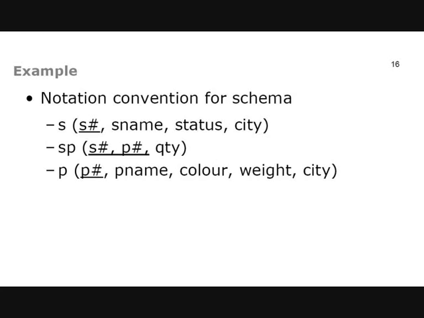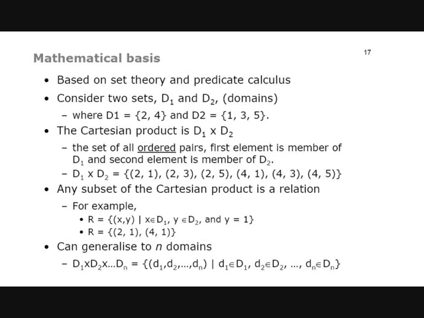So if we go back to the mathematical basis of relations, let's see how relations appear in the mathematical world, or in the world of set theory and so on. So if we have two sets, D1 and D2, and each set has a domain of values that is allowed for that particular set, then D1 has objects 2 and 4, and D2 has objects 1, 3, and 5.